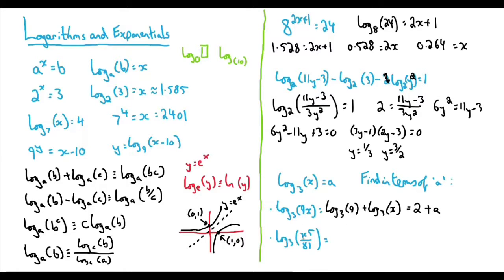As for the other one, we can use the reverse of the minusing rule, so this will be log base 3 of x to the power 5 minus log base 3 of 81. Because of the power rule, we can bring this power out in front to give us essentially just 5 log base 3 of x, and because the log base 3 of x we know is a, that will be 5a, and then minus, you could find that log base 3 of 81 is going to equal 4, so 5a minus 4.